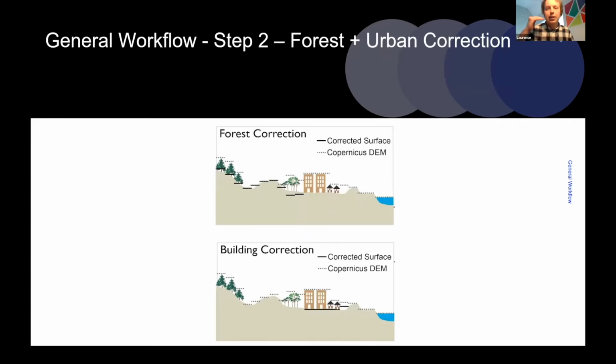So we separated this into forest and building corrections. So you could probably just about see on these schematics there are dotted horizontal lines. So this is the elevation from the Copernicus DEM. So as you can see, it's typically on top of buildings or within trees. And from the random forest, we can correct these for these two separate entities.